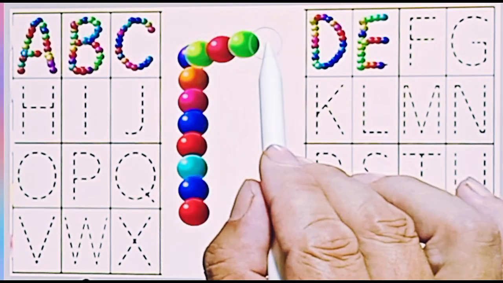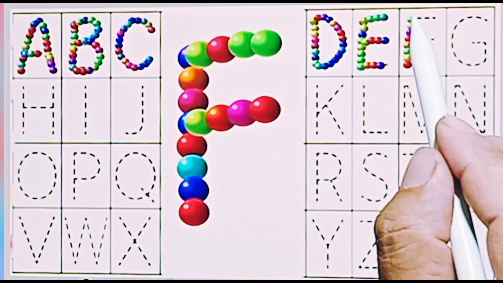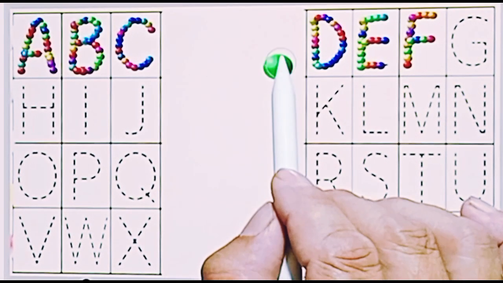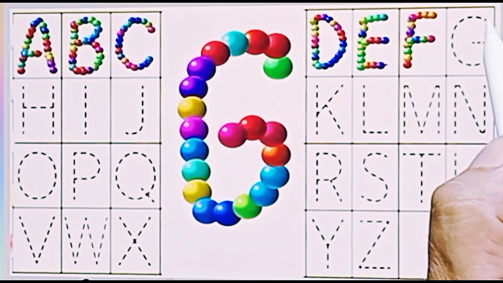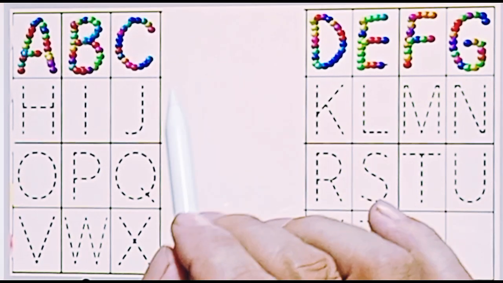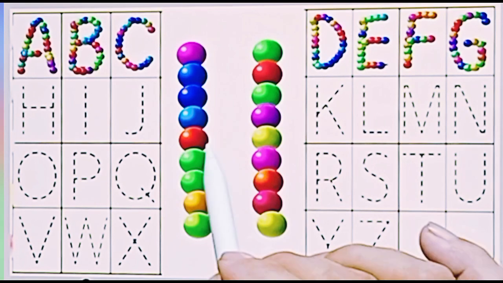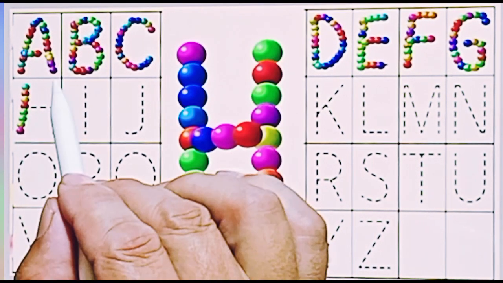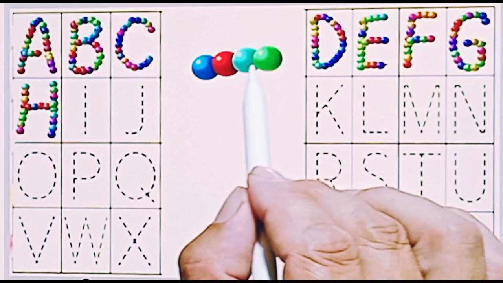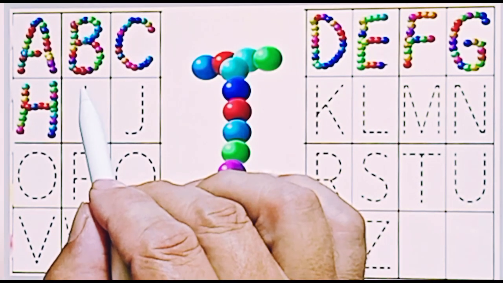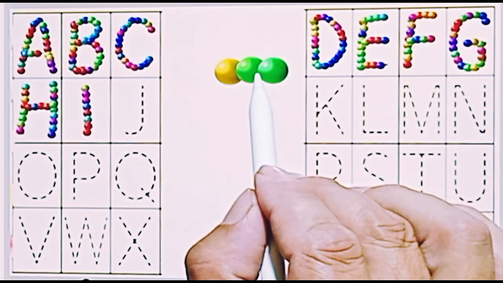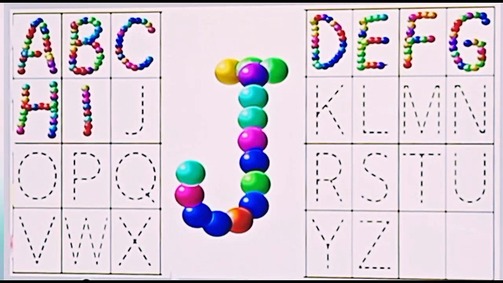F for fish. G for goat. H for horse. I for ice cream. J for juice.